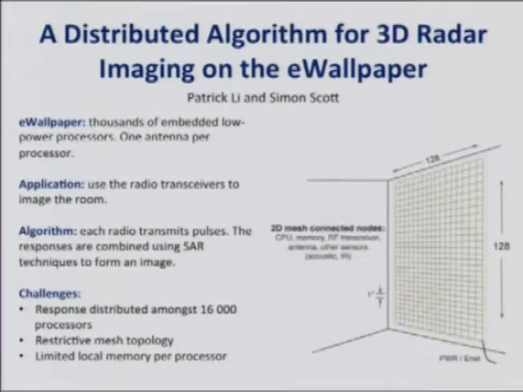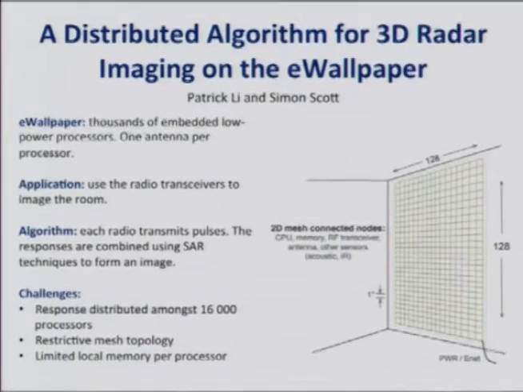How it works is that each transceiver transmits a millimeter wave radio pulse into the room and then records the responses from the objects in the room. And we then developed our own algorithm based on synthetic aperture radar that allows us to combine these responses to form a complete image. Now, there were a number of challenges in making this algorithm work.